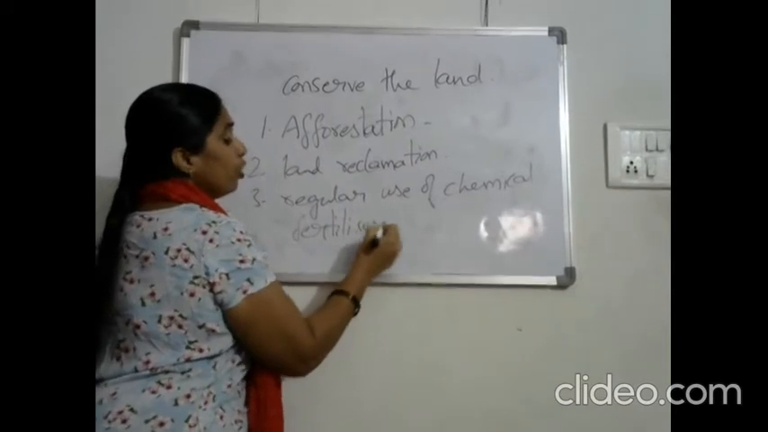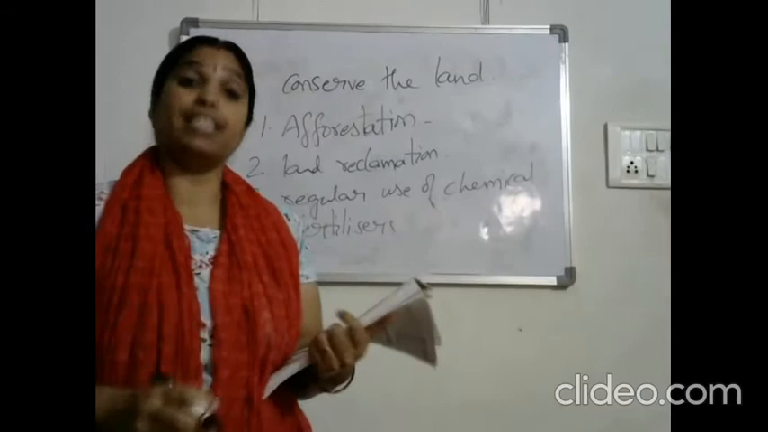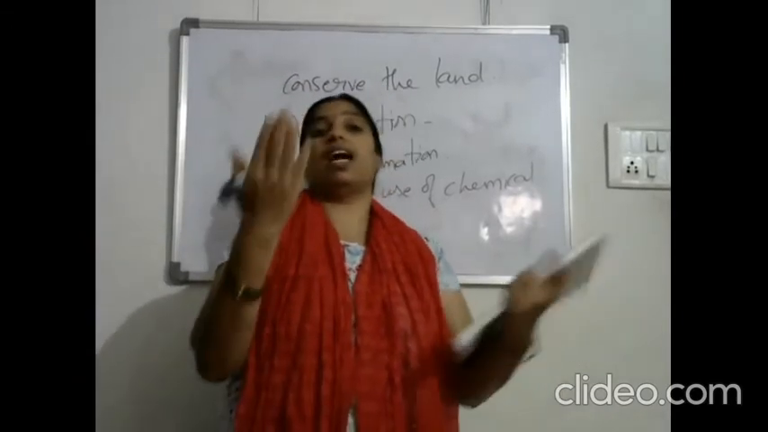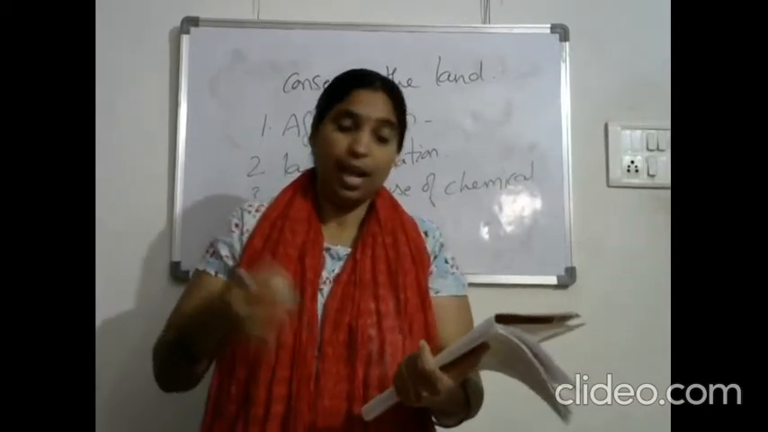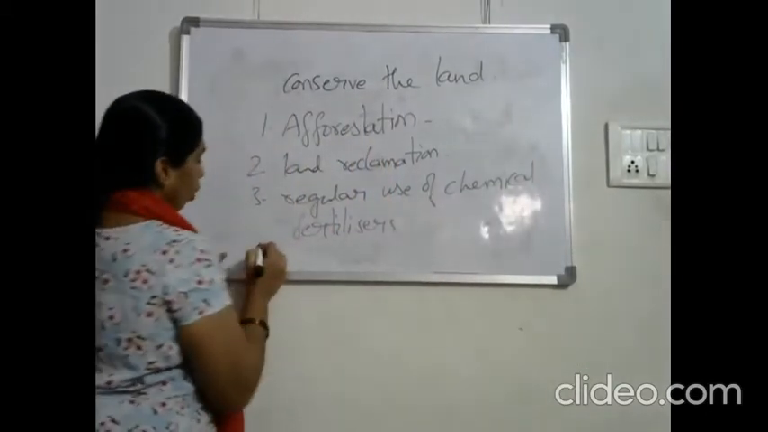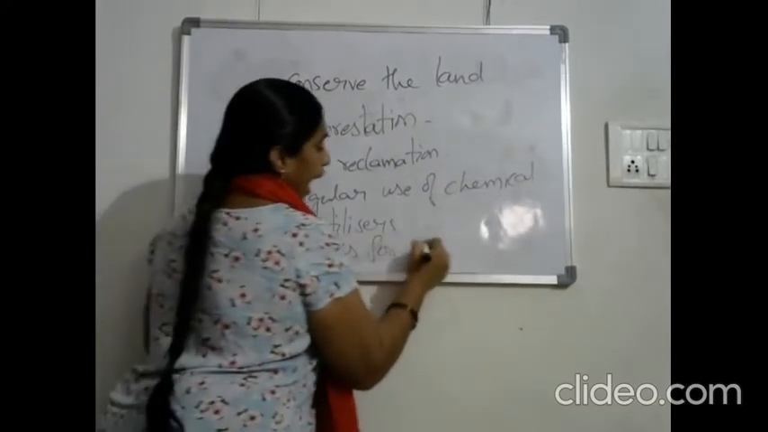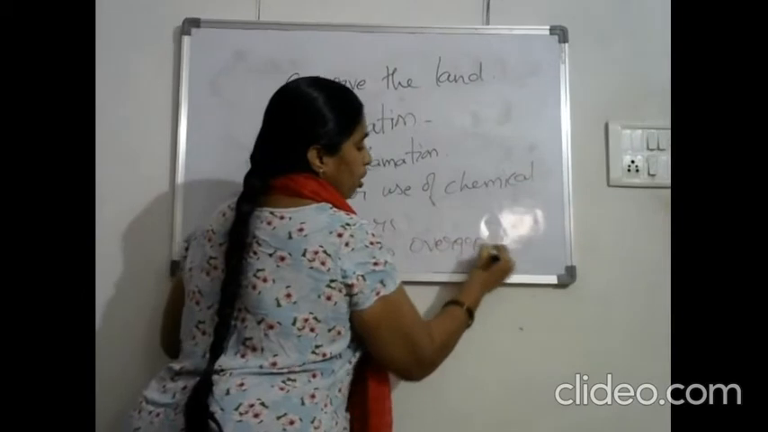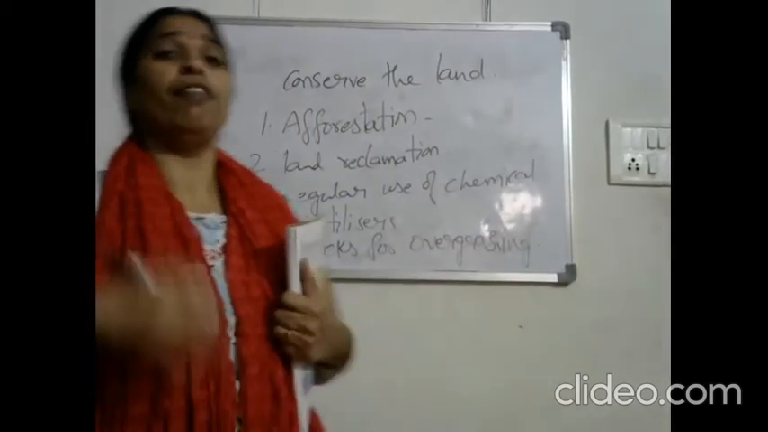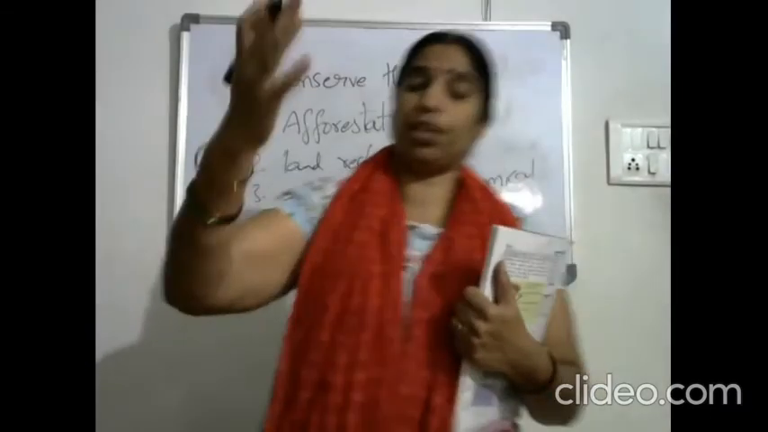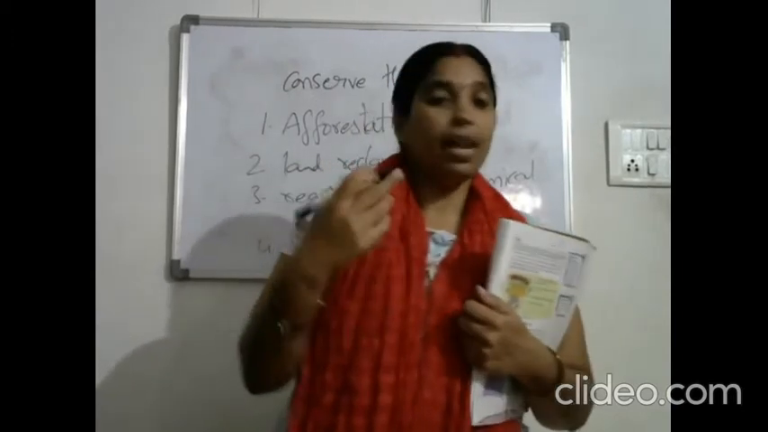It means that we should use quality fertilizers and pesticides which can increase the quality of the land but will not decrease the quality of the land. And checks of overgrazing. Okay, so now what will happen? See, as we know, many people from the villages are shifting from the rural to the urban. Why? Because of their livelihood.